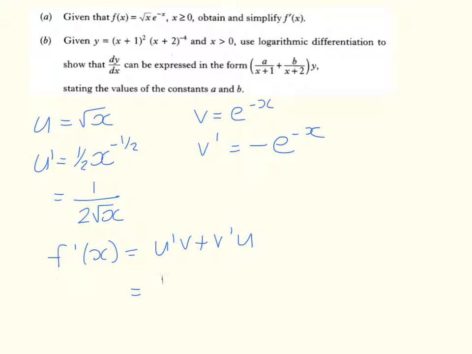So 1 over 2 root x times e to the minus x plus, it's actually minus, so it's plus the negative, so minus e to the minus x times root x.